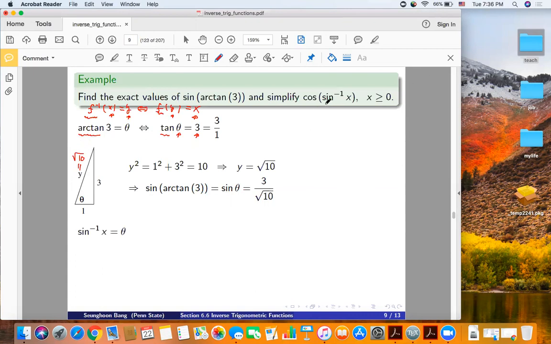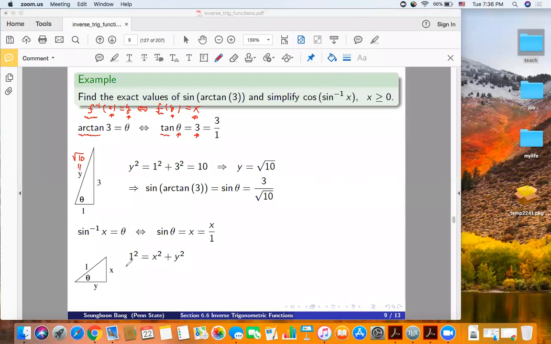The next problem, same. We don't know inverse sine of x. You can write inverse sine of x equals theta. You can use the definition of inverse function, so sine theta equals x over 1. Draw a triangle. Sine theta is opposite over hypotenuse, x over 1. We don't know the adjacent side, so write y. How can you find y? You can use the Pythagorean theorem: 1 squared equals x squared plus y squared.